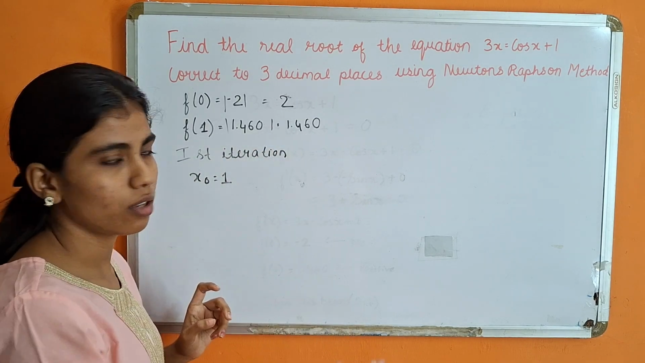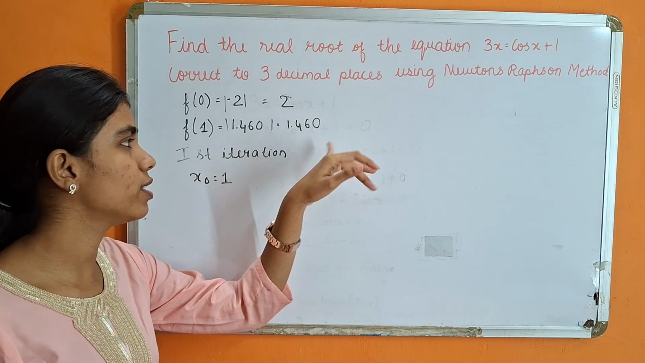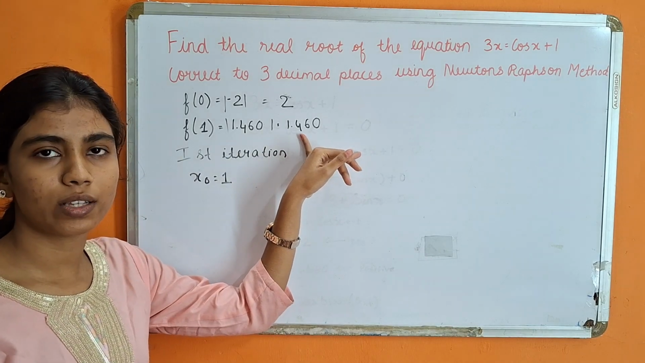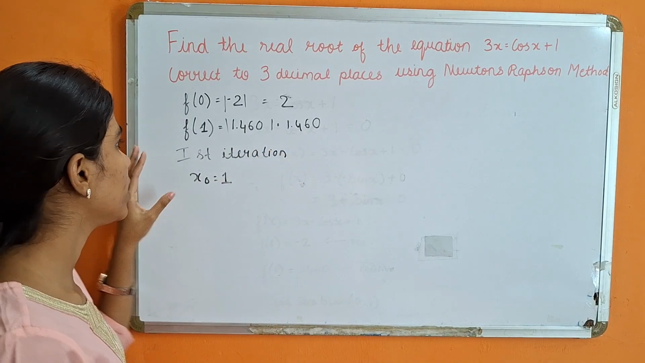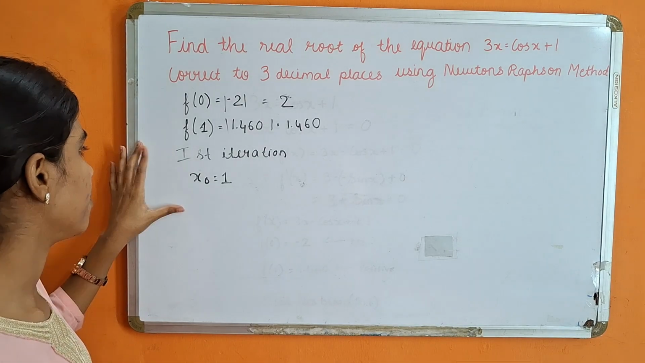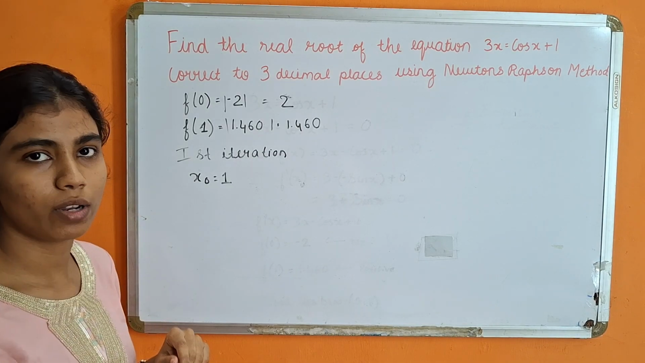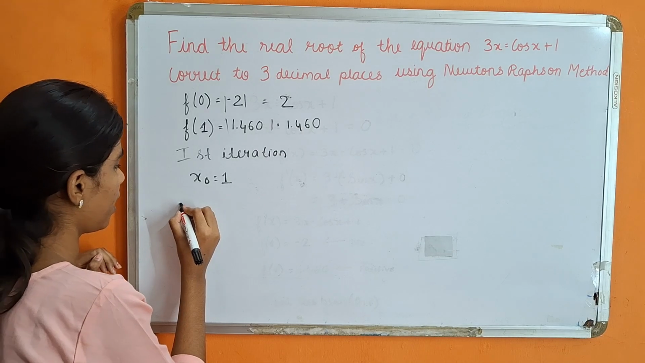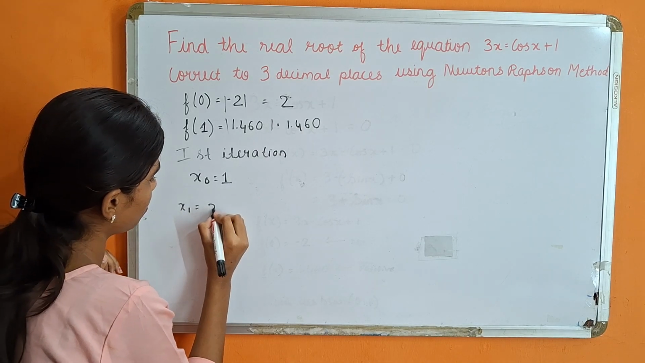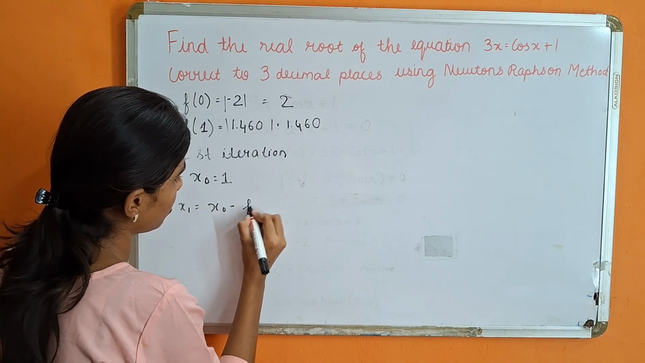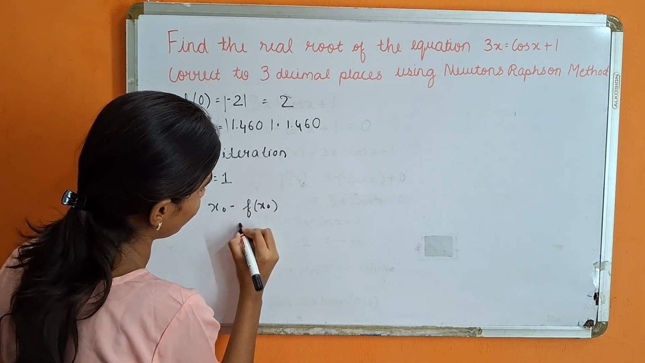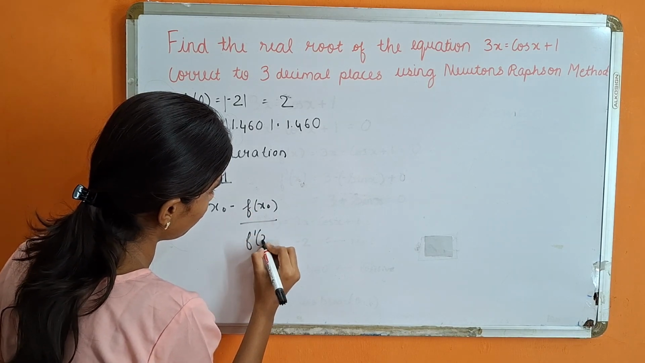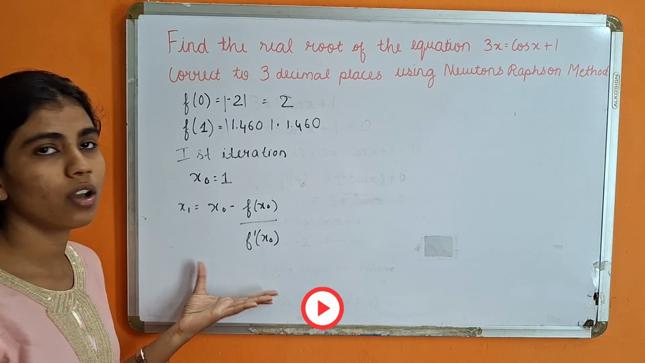Check whether 1.460 is nearer to 0 or to 2. Obviously 1.460 is nearer to 0, so we take x0 equals 1. Now you have to put in the formula. What is your formula? x1 is equal to x0 minus f of x0 divided by f dash of x0. So this is your formula.